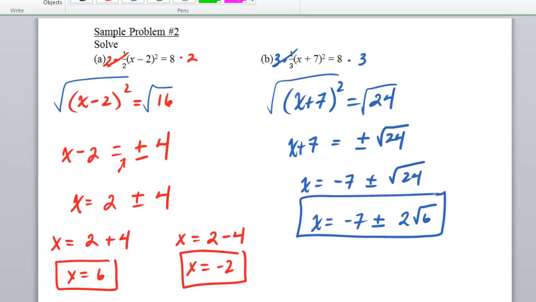Okay, and then on our next lesson we'll look at one more type of problem that you could see using square roots.